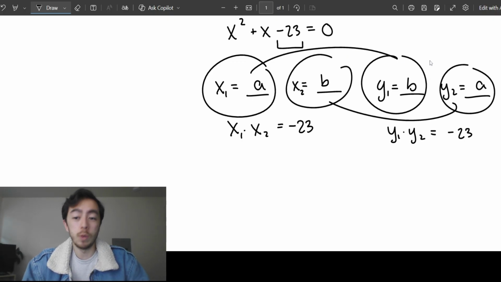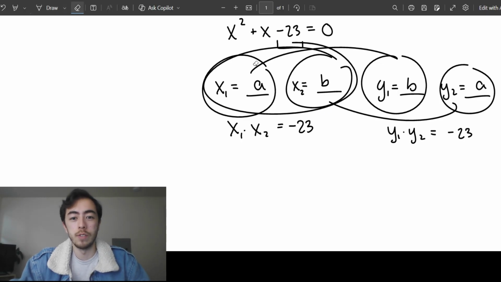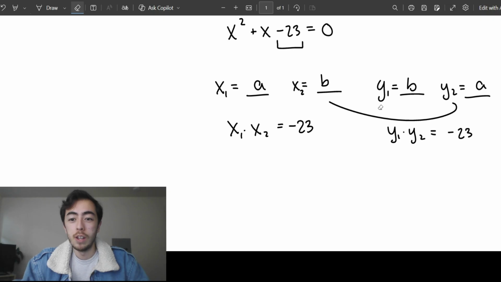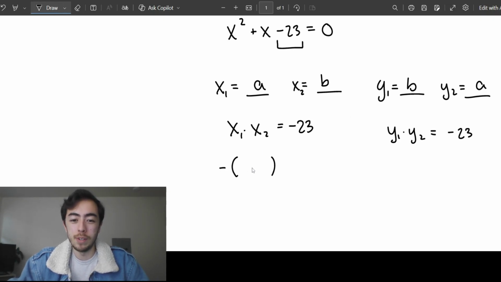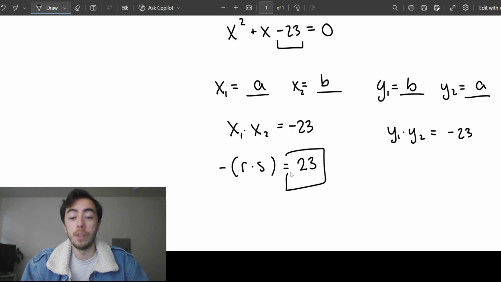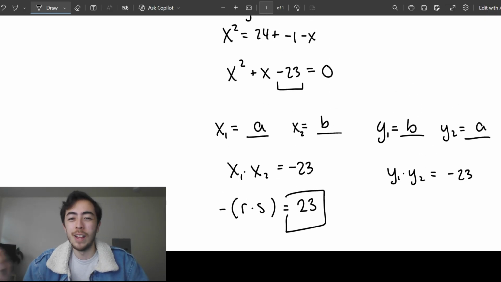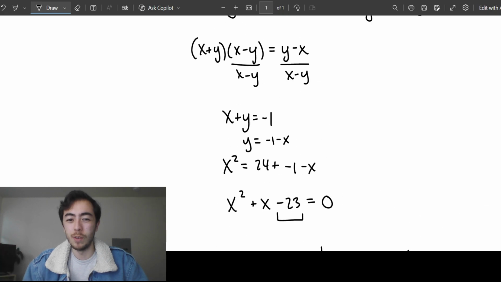And once we multiply them, it's identical to just multiplying the two solutions for x. So knowing that we actually needed the negative or the opposite of r times s, that kind of gets rid of this negative sign, and we do get 23. So that is one way to solve the problem. It's a little bit weird because I am relying on the logic of symmetric systems of equations.